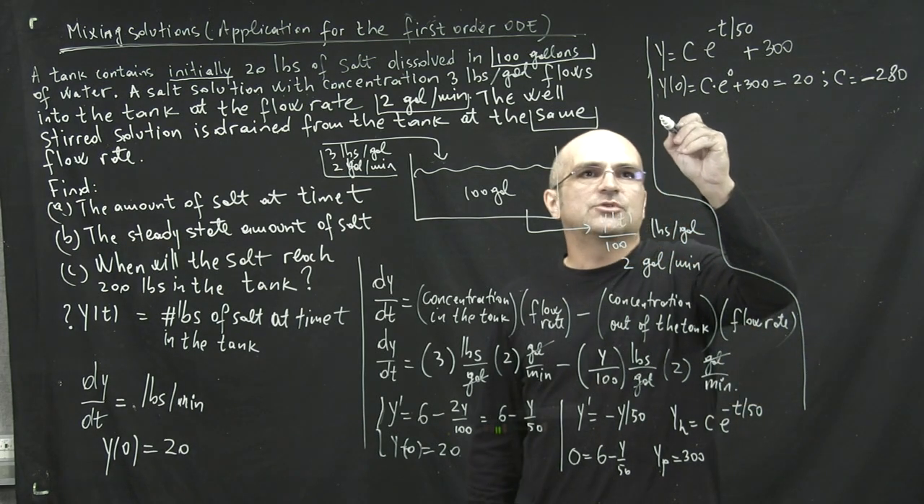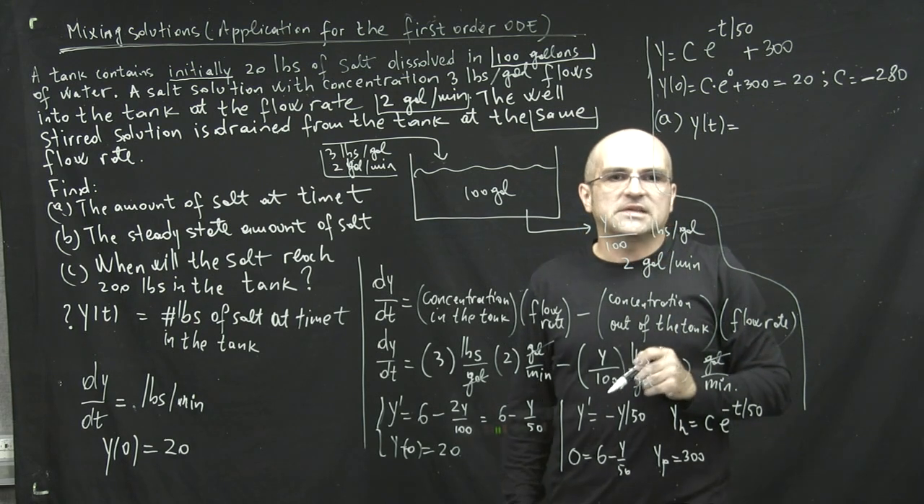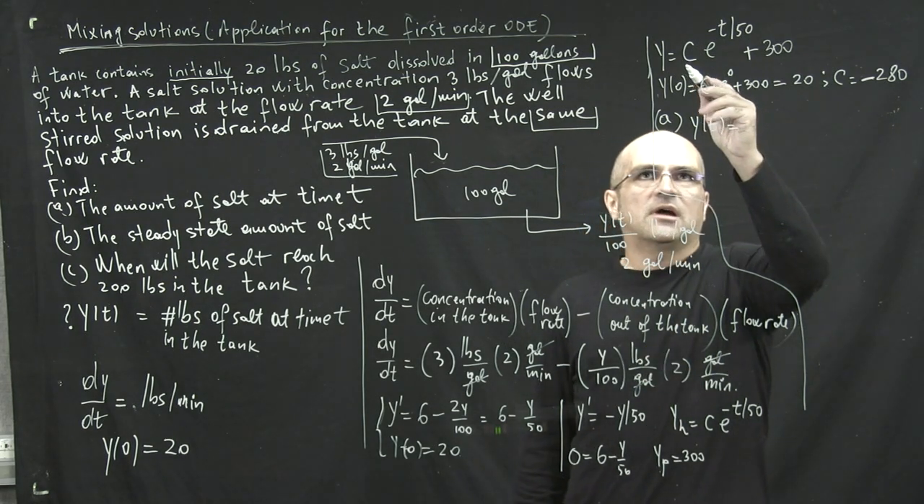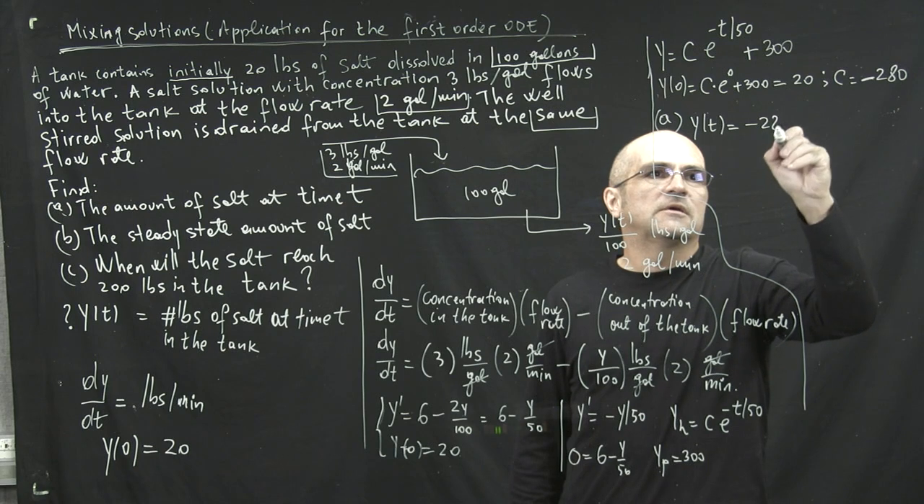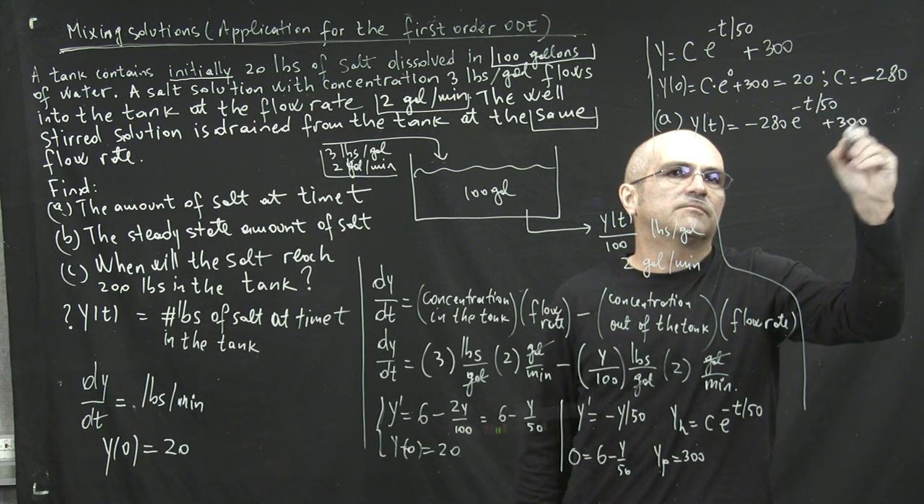So finally, the answer to part A, what is the amount of salt at time t? That's the exact solution of this ODE: minus 280 e to the minus t over 50 plus 300.